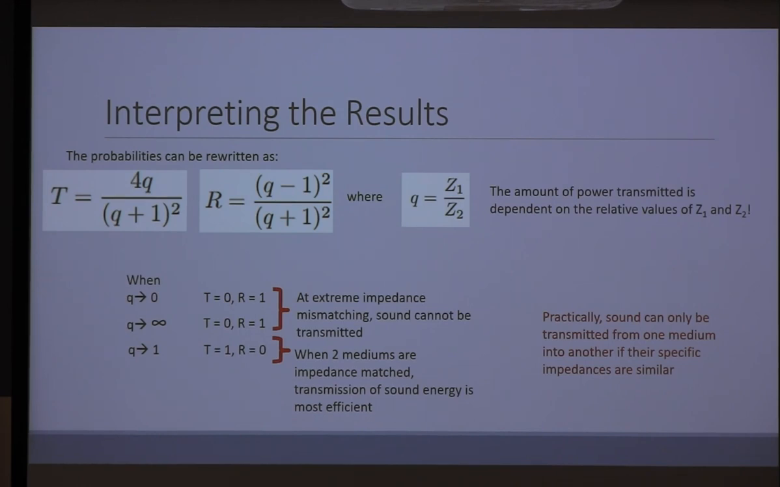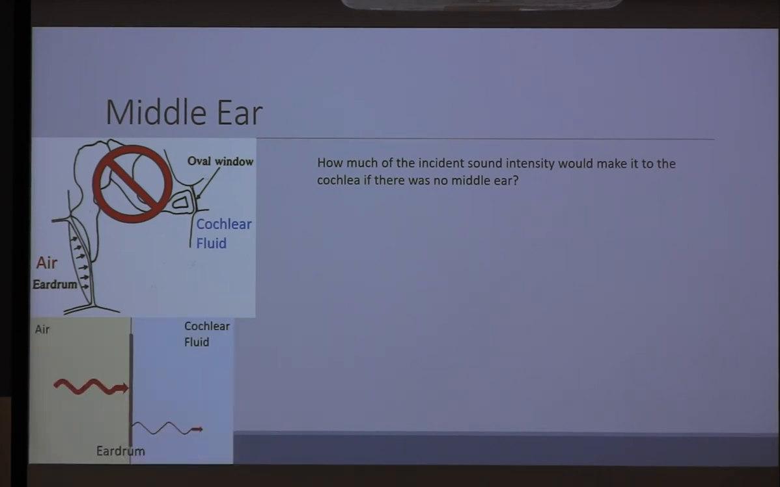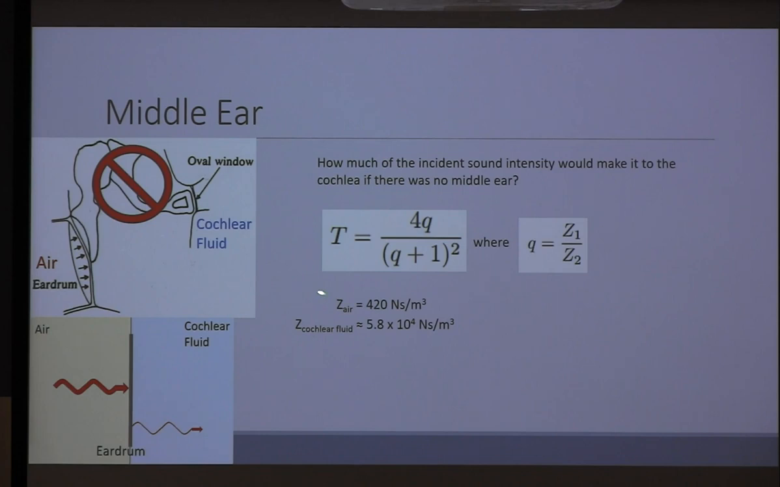In general, practically, sound can only be transmitted from one medium to another if their impedances are similar. So if you want to know how much of the incident sound intensity will make it to the cochlea if there were no middle ear, again using our general result that we just derived, the acoustic impedance of air is 420, and this is an experimentally determined value for the impedance of the cochlear fluid. Using these numbers, less than 3% of the incident sound intensity is transmitted to the cochlea if there were no middle ear in this case. So that is very inefficient, and knowing in general, in biology, natural systems have evolved to be very, very efficient.